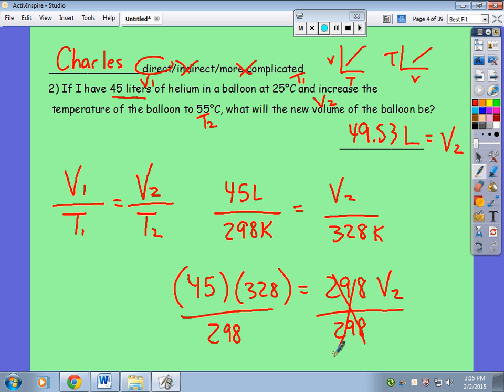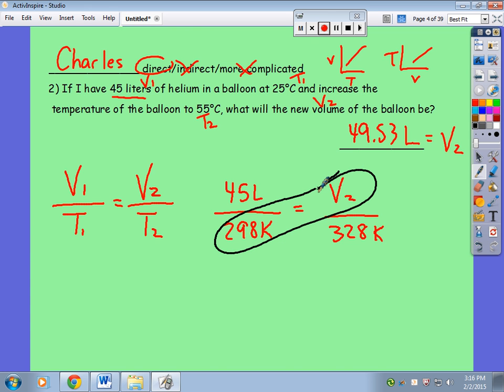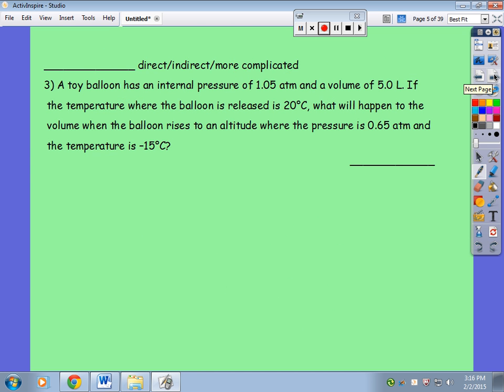Now, very quickly, so I can show you, right here, I'll get the same thing without writing all that out by doing a quick shortcut. I'm not going to choose this right here, that cross multiplies. I'm not going to pick that one. I'm going to pick 45 times 328. And then I'm going to say, okay, that's equal to V2 divided by 298, so I'm going to take 298 and just divide by it, right there. And that'll give me my V2. Okay? All right.